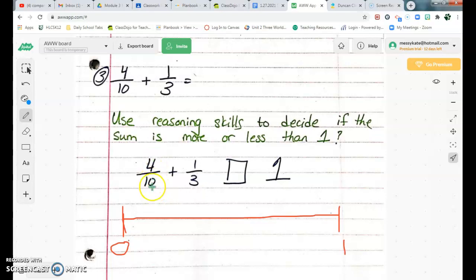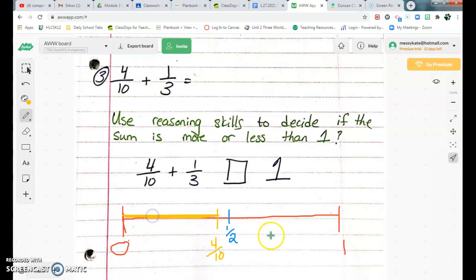However, I don't have 5/10. I only have 4/10. So if this is the 1/2 benchmark right here, or what we would think of as 5/10, then I know that 4/10 is going to be right before that. 4/10 is going to be about here, okay? Because it's not quite half of 10, which is 5. It's 4/10. So this section right here is my 4/10 section, okay?